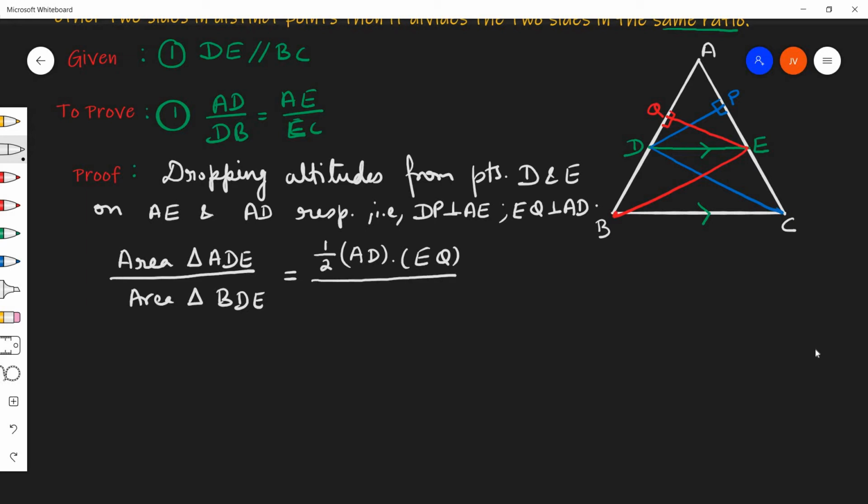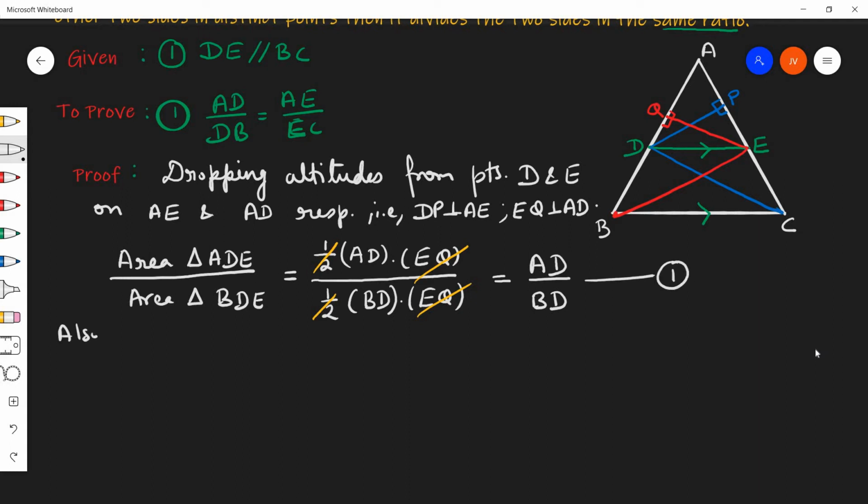and the area of triangle BDE is half of base, where the base is BD. Since triangle BDE is an obtuse triangle, its altitude will be outside. From vertex E, the altitude falls on BD produced. So the altitude is EQ. After a few cancellations, EQ is cancelled and 1 by 2 is cancelled. We will have area of ADE by area of BDE as AD by BD. Let us call this equation 1.